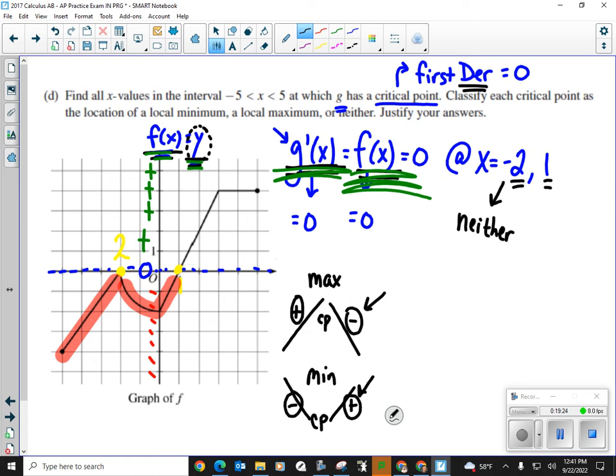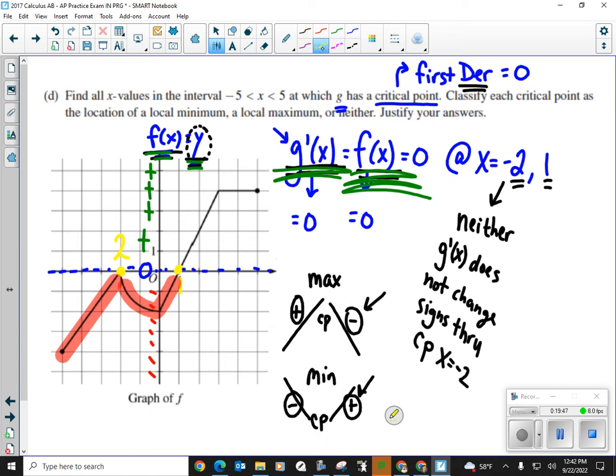How come? Because the derivative of g, the first derivative of g, does not change signs through the critical point of x equals -2. And by the way, that should be -2.